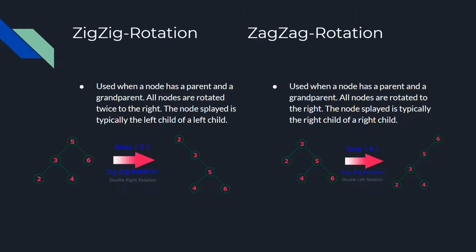In the second example, we splay node 6. In the first zag rotation, node 5 moves to the root, node 3 becomes its left child, and node 6 becomes its right child. Node 3's left child is node 2, and its right child is node 4. In the second zag rotation, node 6 moves to the root, and node 5 becomes its left child. Node 3 is node 5's left child, and node 3's children are still nodes 2 and 4.